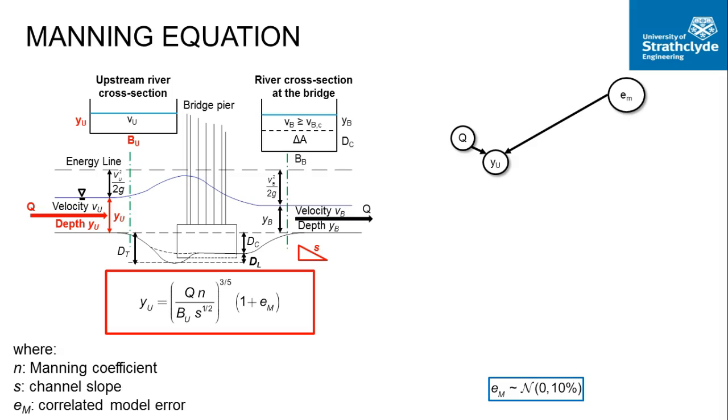These correlated model errors are the most important nodes in the Bayesian network because they allow us to correlate different bridges, even if they have nothing in common, in our Bayesian network.